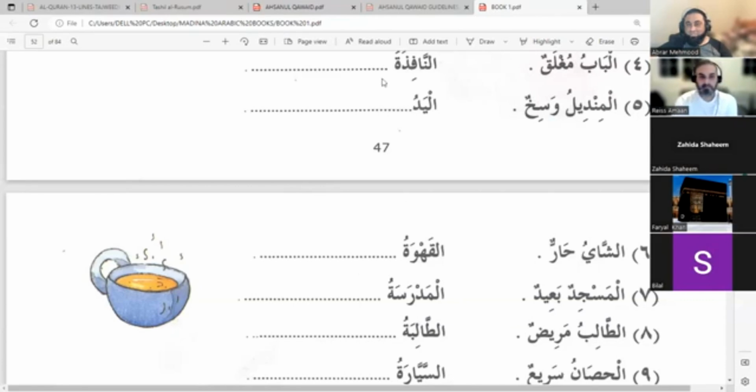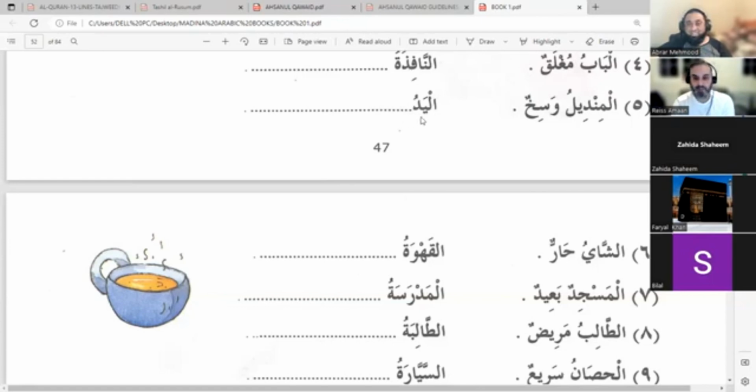Brother Bilal, are you sure it's clean? Because I'm not sure it's clean. You said the handkerchief is clean. Okay, I'm not sure. It's al-mindilu wasikhun. So it's the handkerchief is dirty. Okay.